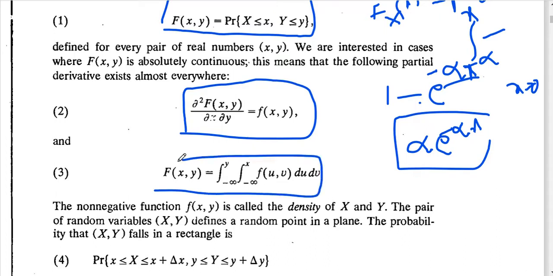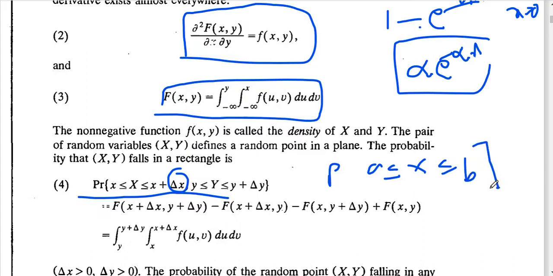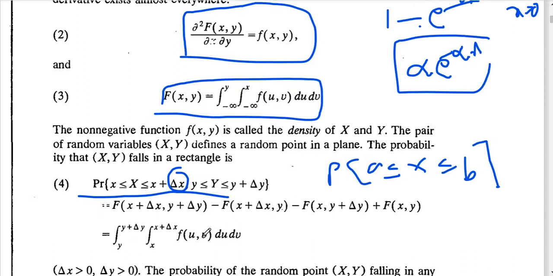How can you get the CDF? For a joint distribution we can integrate with lower limit to y and lower limit to x. This is the formula we all know in the single variable case also. Probability of x less than or equal to capital X less than or equal to x plus delta x, where delta x is a small quantity. Now y less than or equal to capital Y less than or equal to y plus delta y. This formula is just like a less than or equal to capital X less than or equal to b. What is the formula then? F of b minus F of a we can apply here. But here the formula is a little bit different, you can understand by seeing this.